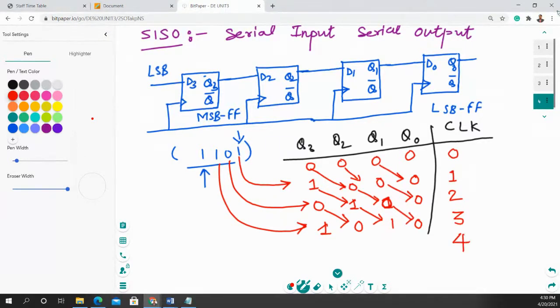Now finally you will use the fourth clock, and you will take this one and put it across this Q3 and shift all these values. And what you will get at this point is 1101. Okay, so this is your output for this type of flip-flop.